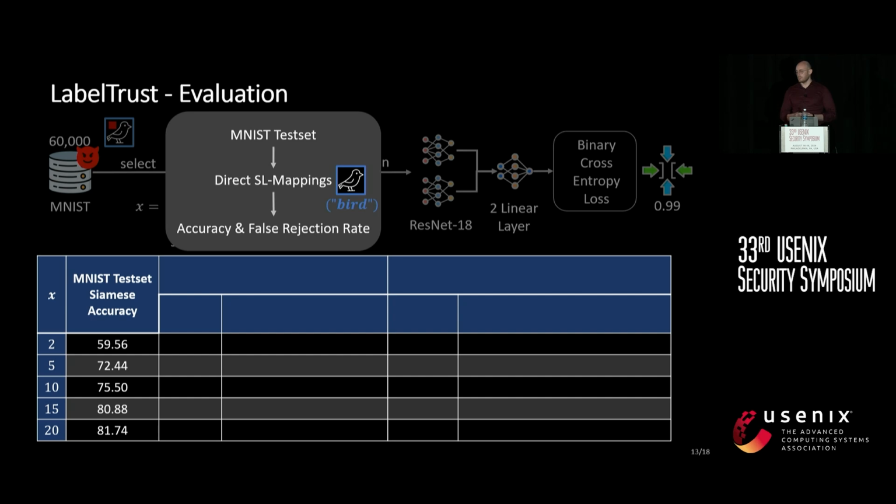Then we looked at direct sample label mappings from the MNIST dataset. So we don't form pairs now, but we take the samples and check if the assigned label is true.